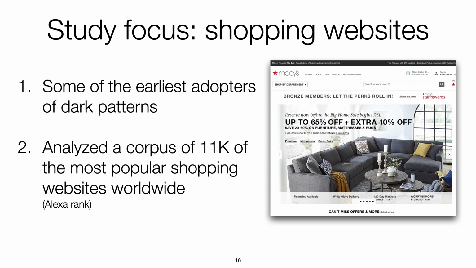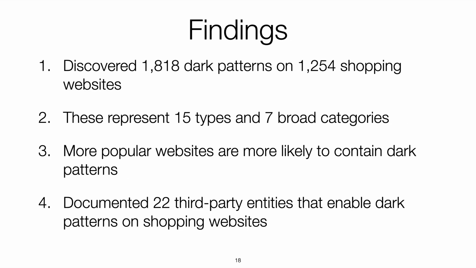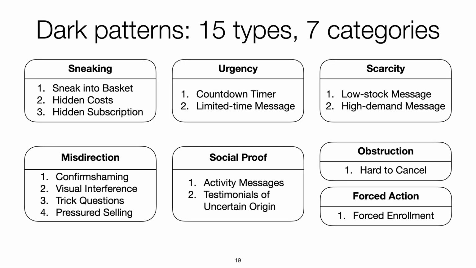To identify dark patterns at scale, I developed a shopping bot that visited websites and extracted pieces of text, amongst other information. I then used unsupervised machine learning methods to cluster this content and then extracted all those clusters that corresponded to dark patterns. I discovered nearly 1,800 dark patterns on 1,200 shopping websites. These together represent 15 types and 7 categories of dark patterns. Some of the dark patterns I discovered included fake countdown timers and interfaces called trick questions that confuse users into giving up their privacy.